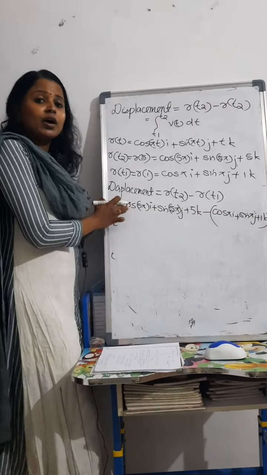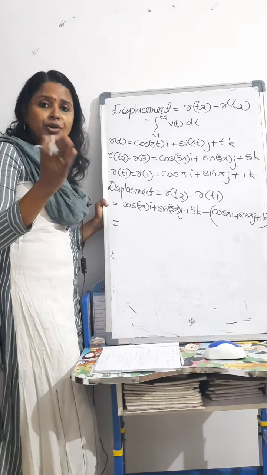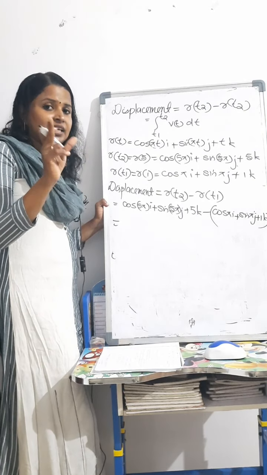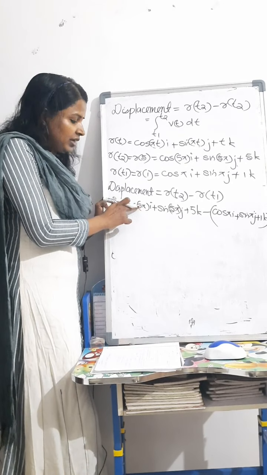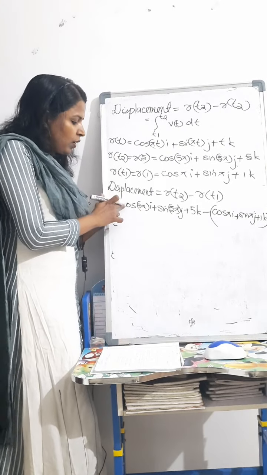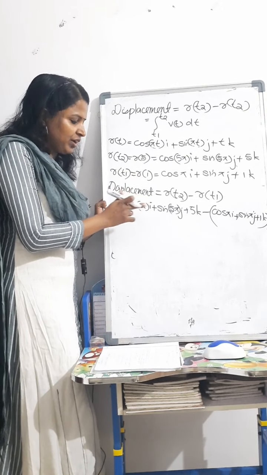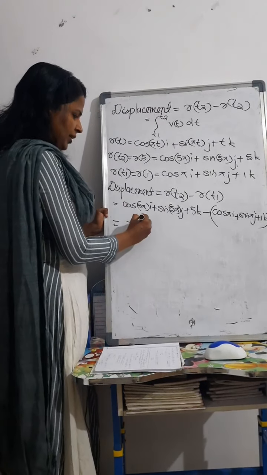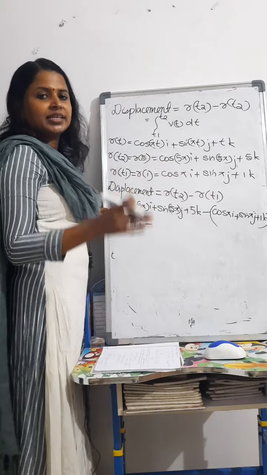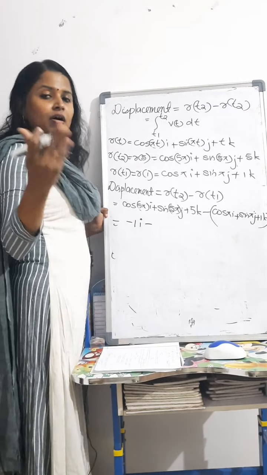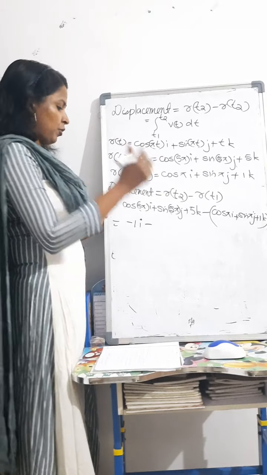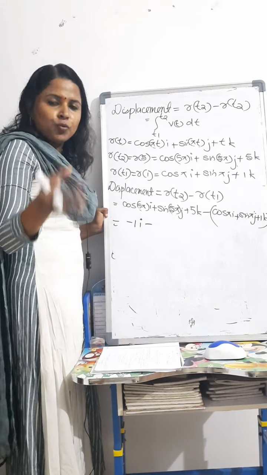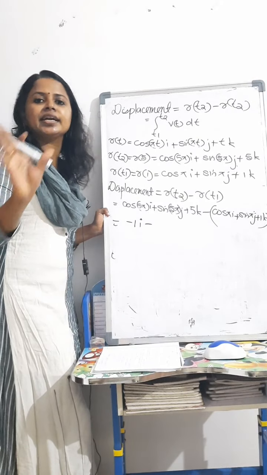Listen, first cos 5 pi. Cos of odd multiples of pi is minus 1, and cos of even multiples of pi is positive 1. Here the integer 5 is odd, so cos 5 pi is minus 1. Then sin 5 pi: sin n pi is 0. Sin 1 pi, sin 2 pi, sin 3 pi, sin 4 pi, and so on, sin n pi is 0.